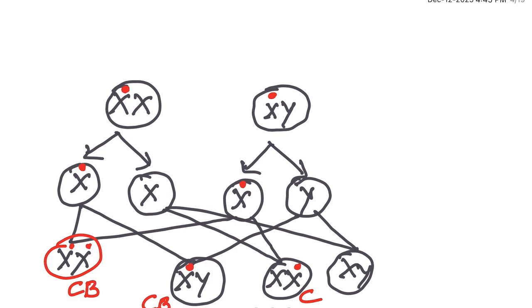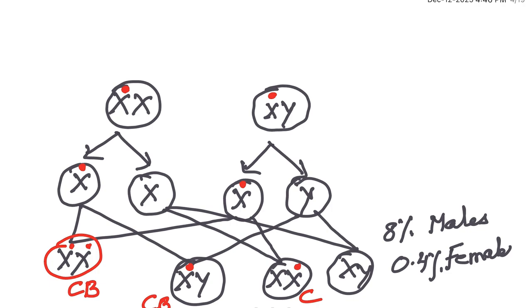Because this is a recessive disease, that is why if it is present in males, the males will show the disease. That is why in males there is 8% more chances to be colorblind, whereas females only 0.4%. I hope you have understood this.